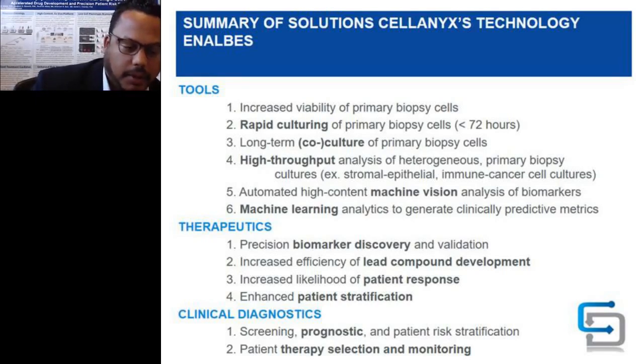And beyond just the tools aspect, we see a tremendous amount of potential with therapeutic development throughout the pipeline of biomarker discovery, lead compound development, stratifying patients within clinical trials, understanding patient response, and then certainly in the context of clinical diagnostics, as the data that we just talked about supports.